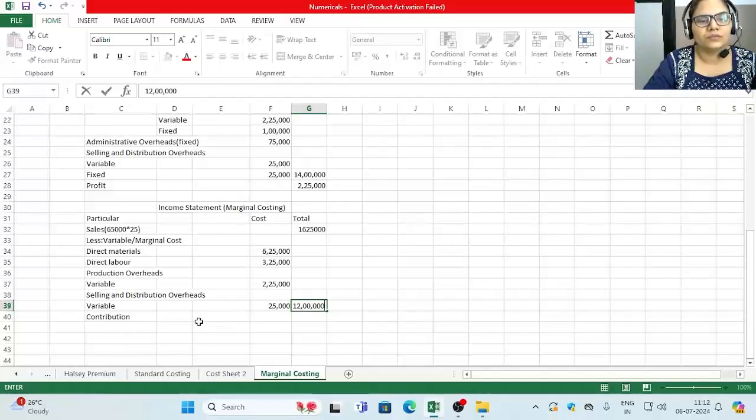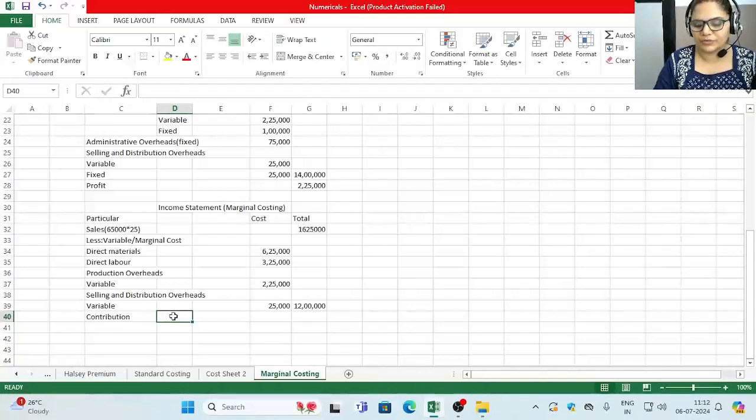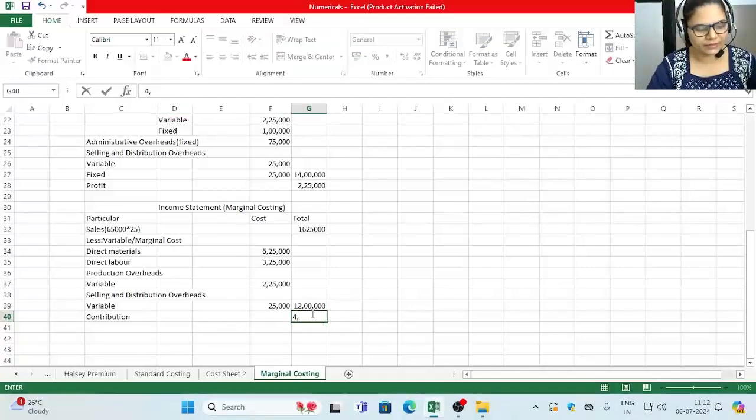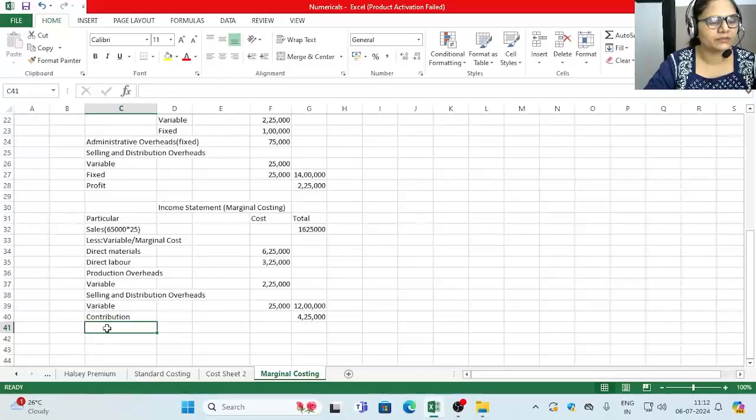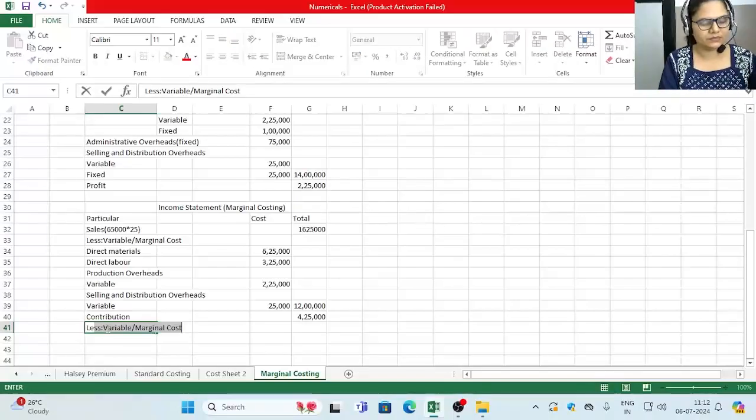Now, calculate the contribution. Contribution is 4,25,000. 4,25,000 less fixed cost.